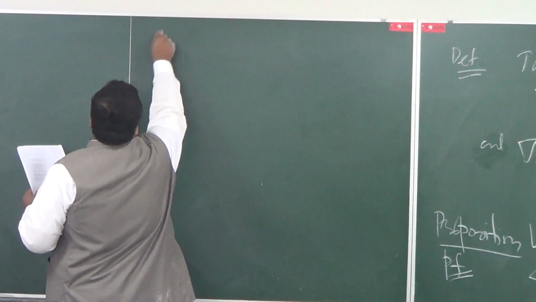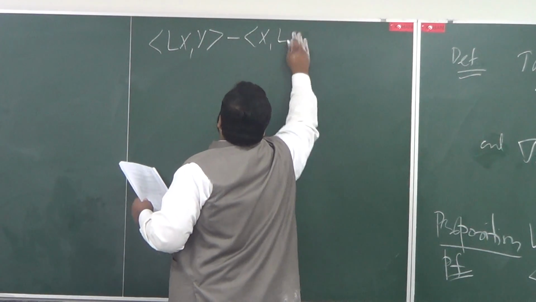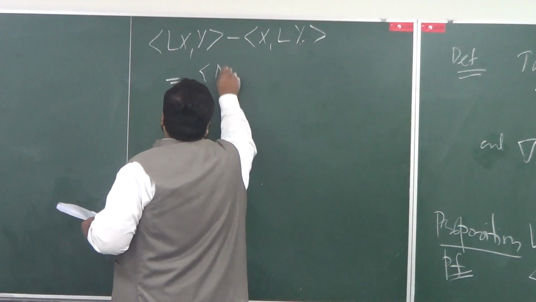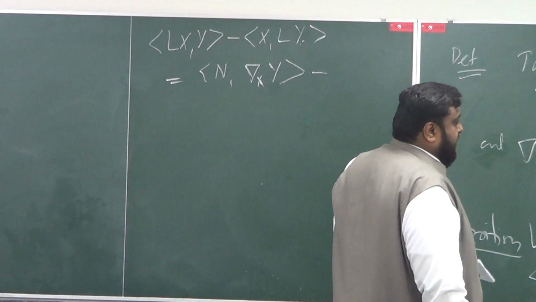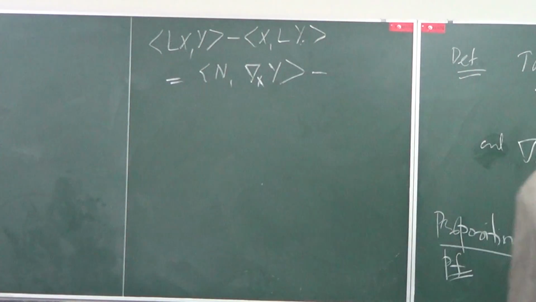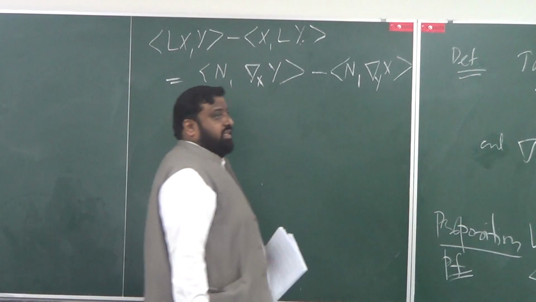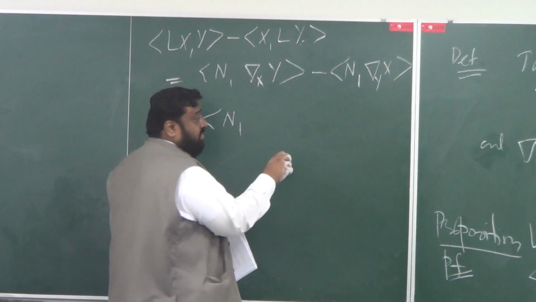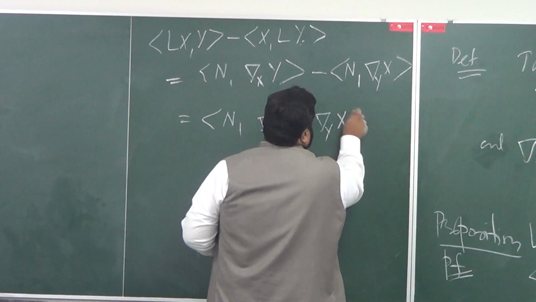Okay, so we get Lx y minus x Ly equal to, the first is going to be n del x y minus, the other quantity is x minus the n del yx actually. And since the inner product is commutative, I can also put it in this manner. So n del yx. Agree? This will be the case. And then by properties of inner product, I can combine these. So it's going to be del x y minus del y x.